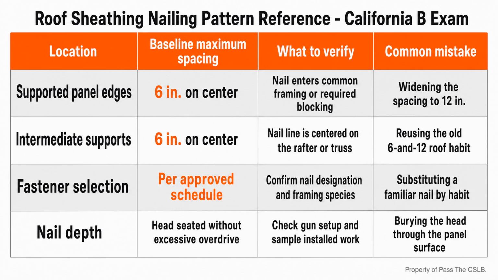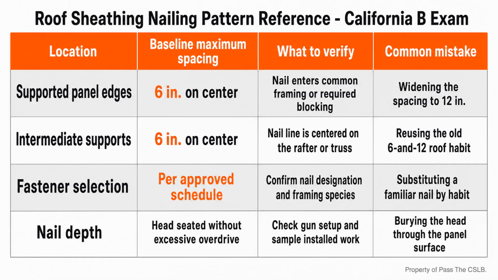The ring pattern improves the mechanical hold, but it does not excuse a nail that misses framing, a head driven through the panel surface, or spacing that exceeds the schedule. Blocked and unblocked roof diaphragms use similar words but do not have the same lateral capacity.